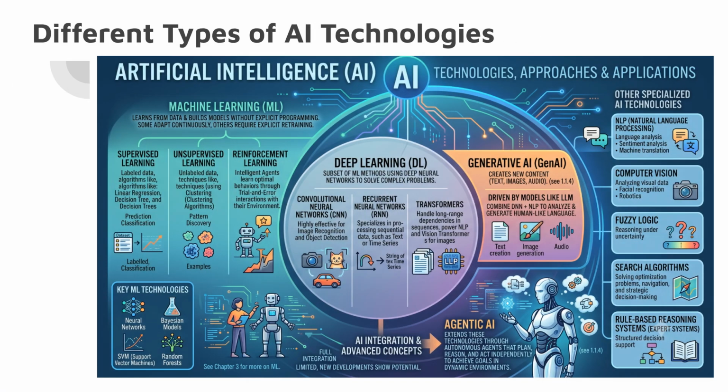Artificial intelligence encompasses a range of technologies, each suited to specific tasks and challenges. One of the core branches of AI is ML, which enables systems to learn from data and build models without explicit programming. While some MLs can adapt and improve continuously with new data throughout their lifetimes, others operate on the knowledge they initially learned and require explicit retraining to update their capabilities.